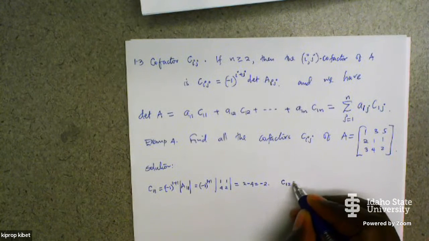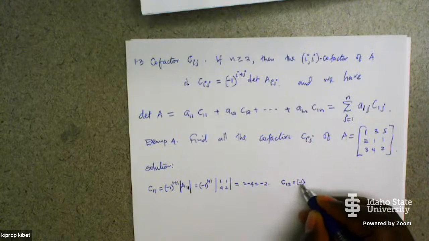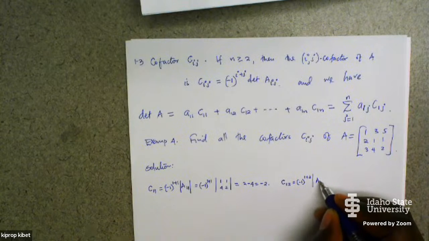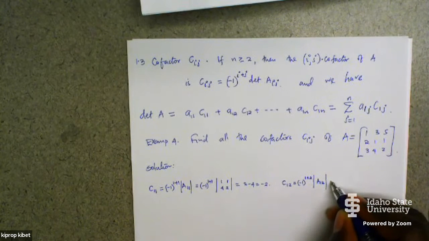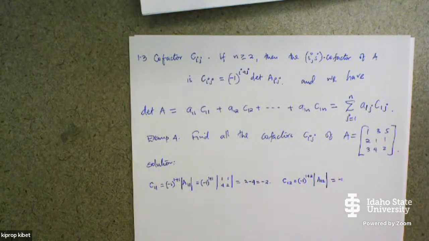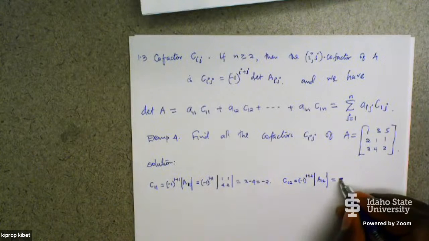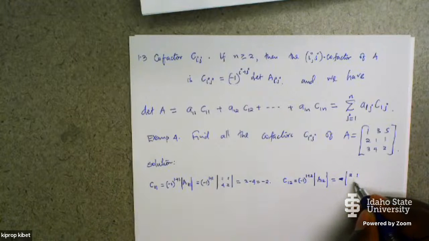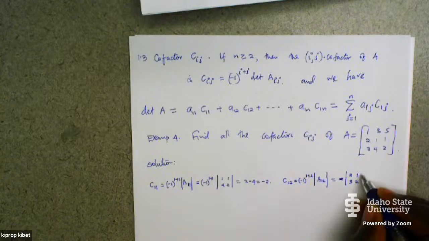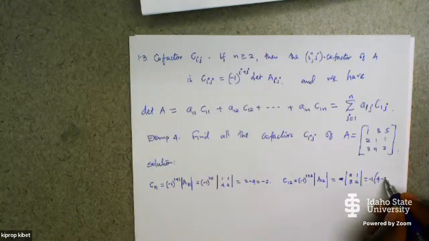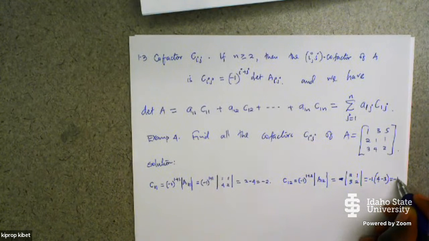C12 equals (-1)^(1+2) times the determinant of A12. This will give us a negative outside there. And the determinant of A12 is 2, 1; 3, 2. And this is giving us -1 times (4 minus 3), and this is equal to -1.